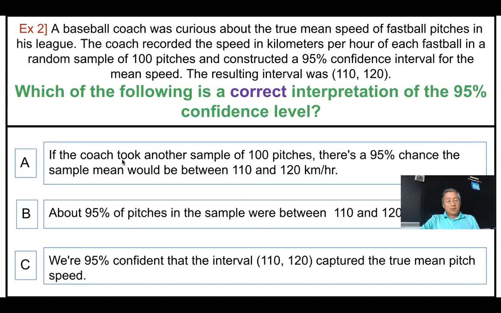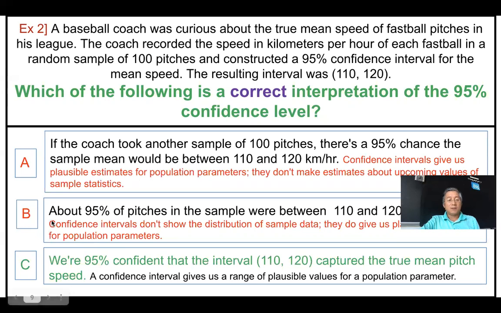A, if the coach took another sample of 100 pitches, there is a 95% chance the sample mean would be between 110 and 120 kilometers per hour. B, about 95% of pitches in the sample were between 110 and 120 kilometers per hour. And C, we are 95% confident that the interval 110 and 120 captured the true mean pitch speed. So which of the following is the correct interpretation?